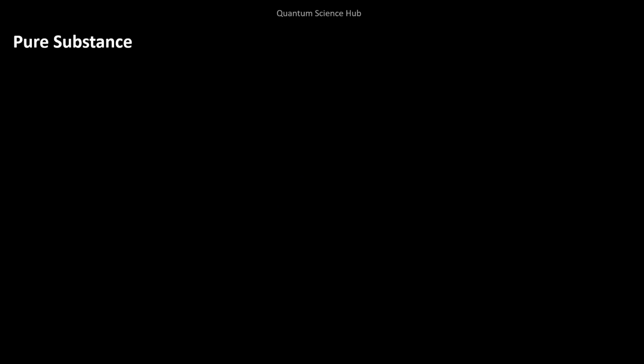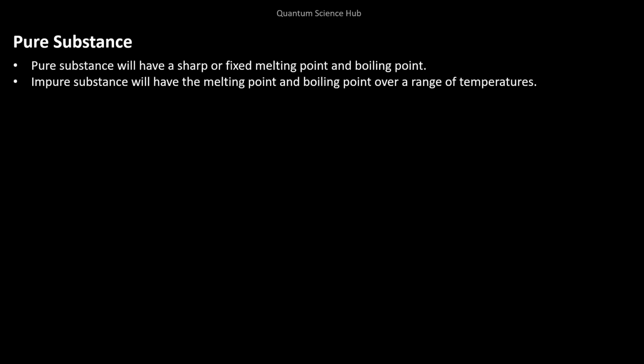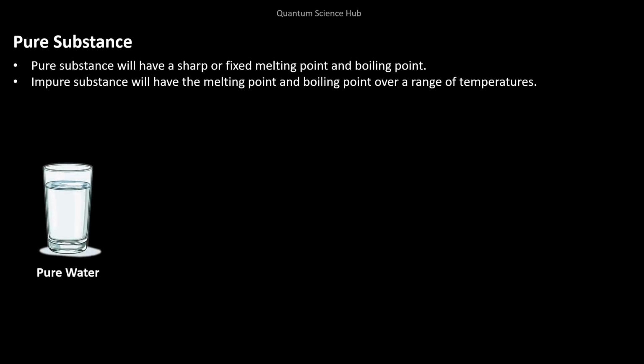Now let's talk about pure substance. Pure substance will have a sharp or fixed melting point and boiling point, while impure substance will have the melting point and boiling point over a range of temperatures. Let's take one example of pure water here. We know that pure water has a melting point of 0 degrees Celsius and boiling point of 100 degrees Celsius. So that means it only has one fixed and exact value. This value can be measured by using a thermometer.